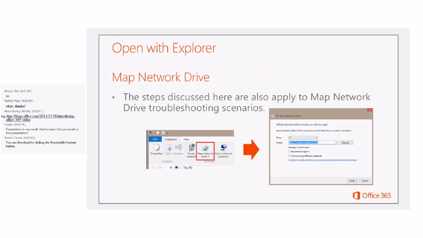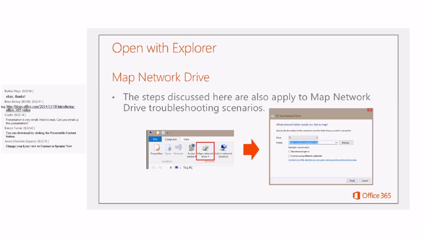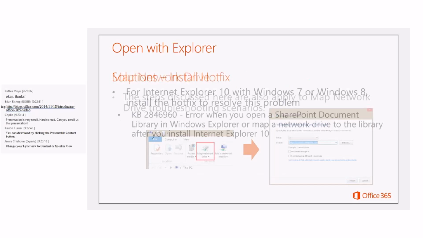Before I move any further to kind of some of the troubleshooting with Open Explorer, just note the map network drive functionality is very similar to Open Explorer, just because of the fact that we're using Windows Explorer to connect to SharePoint Online. Here you can see map network drive. We're connecting to a, just for example, contoso.sharepoint.com site. The troubleshooting for this Open Explorer is the same as mapping that drive.